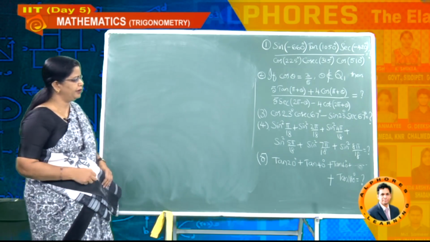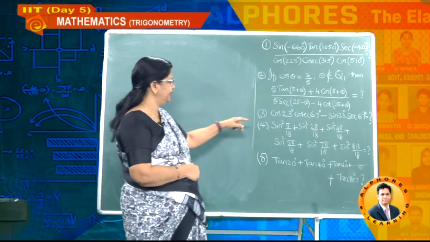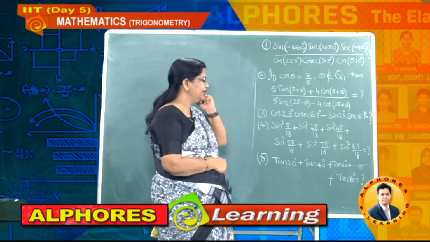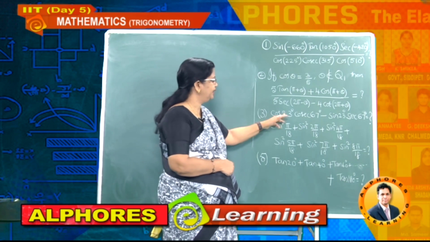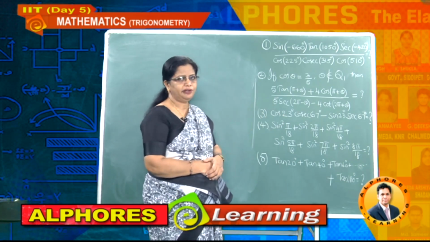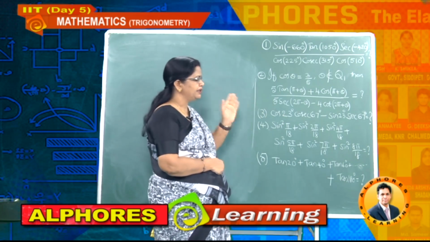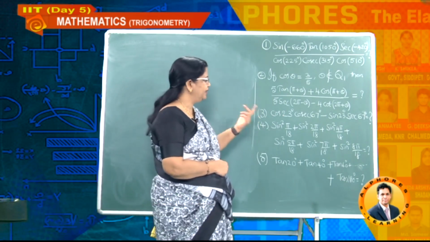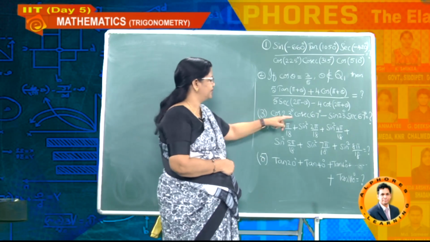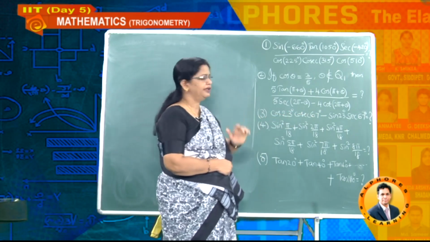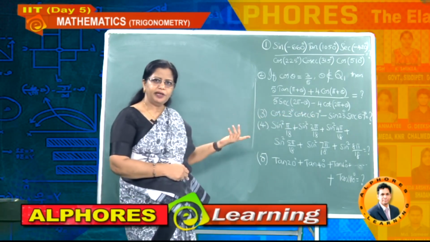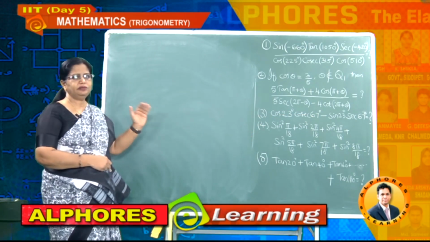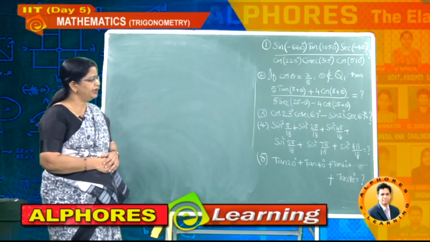Now let's take the third problem. How is the third problem here? Cos 23 degrees, cosec 67 degrees. Is there any relation between 23 degrees and 67 degrees? Always your concentration has to be on complementary angles, that is, whether you are able to get 90 degrees. So 67 degrees plus 23 degrees, obviously what is the value? 90 degrees. Hence, to solve this problem, we can make use of complementary angles.